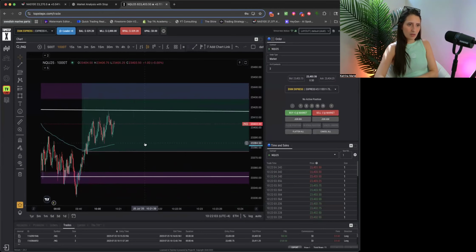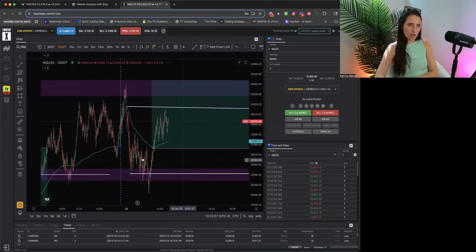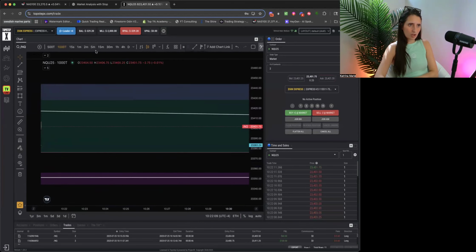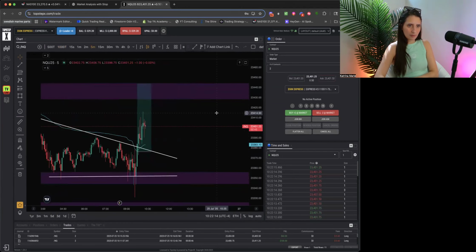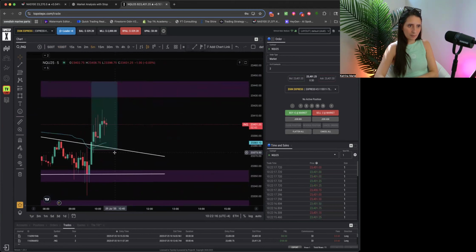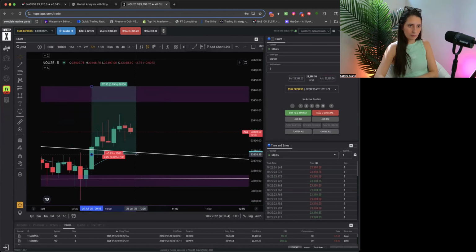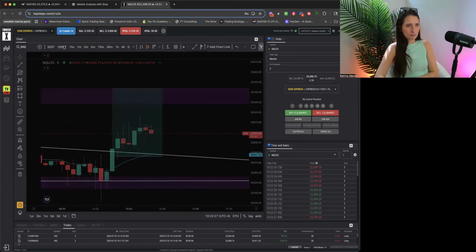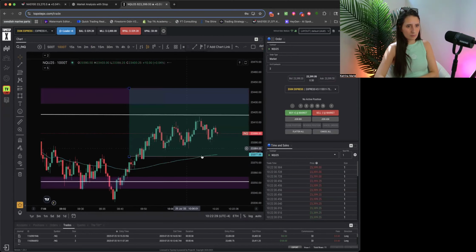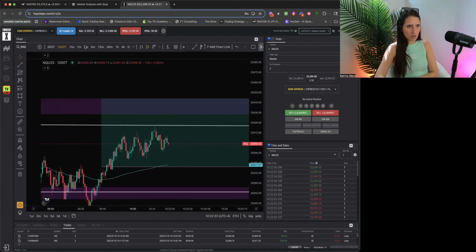Okay, I want to make this thinner because I don't like it, oh, tick chart. I did make it thinner, didn't I? Oh, it just puts it all the way across on a tick chart. That's why.